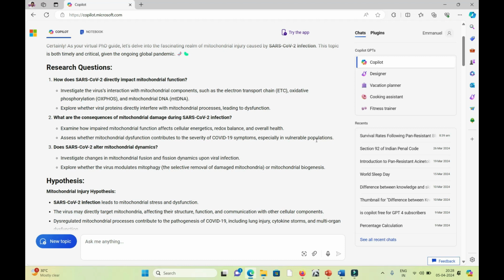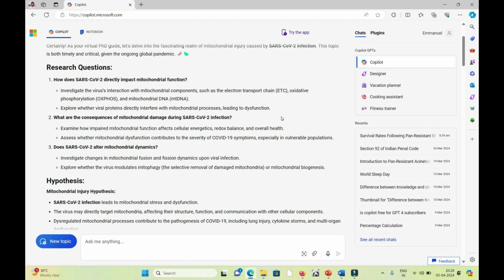For that it is telling me that you have to investigate the virus interaction with specific mitochondrial components like the electron transport chain, oxidative phosphorylation, and mitochondrial DNA. And it is also telling me to see whether the viral proteins can interfere with the mitochondrial process and make it dysfunctional.